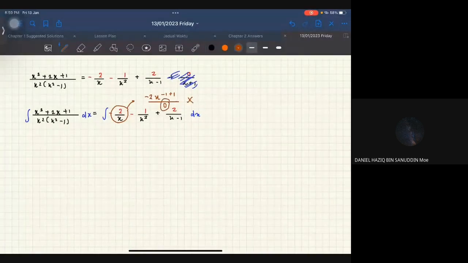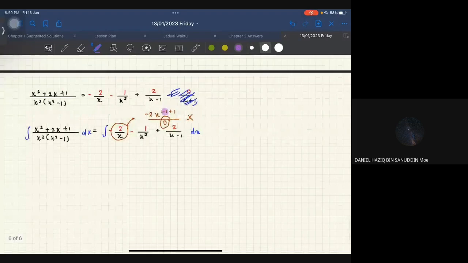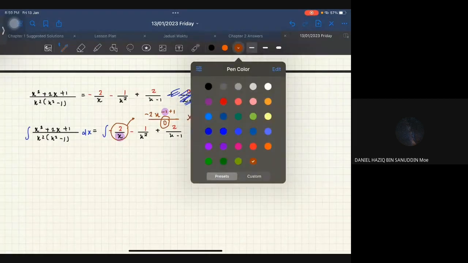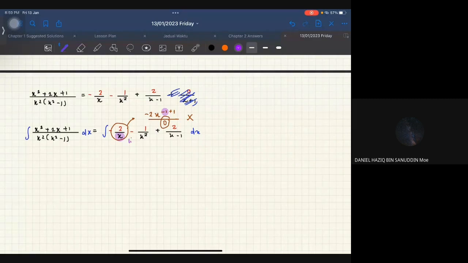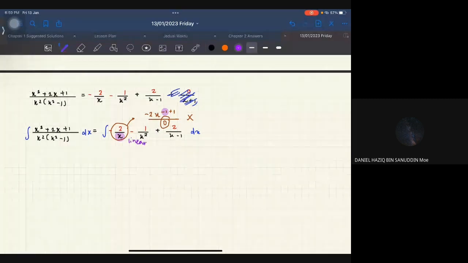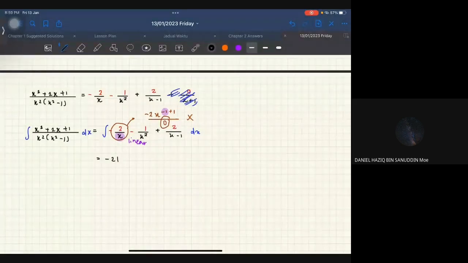Okay, so bila awak nampak je kuasa negatif 1, when you see we have power of negative 1 over here, dia akan automatically jadi ln. Ingat, bila nampak je power kita dapat negatif 1, ataupun awak nampak je dekat denominator awak ada linear, this one is a linear, awak nampak je ada linear macam ni, so saya tulis nota linear. Terus boleh jadi ln. So terus integrate sahaja, awak akan dapat negative 2 and then you will get ln x. Settle.